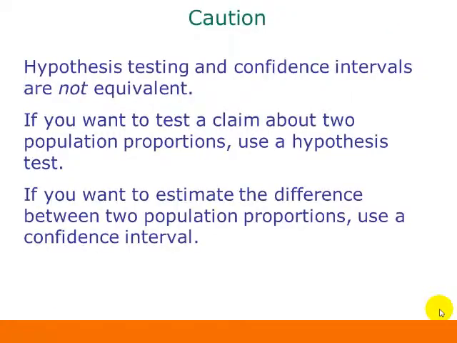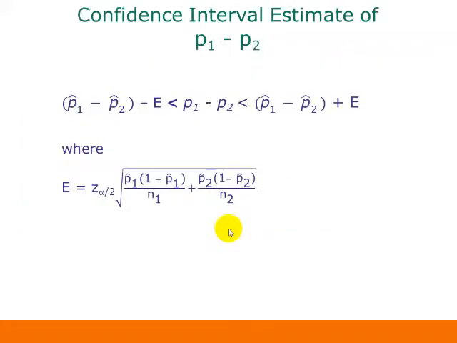And be careful with this because there is a difference between hypothesis tests and confidence intervals. Confidence intervals, for one thing, are always 2-tailed, while hypothesis tests can be 1-tailed, just as in the last hypothesis test we just did. So they are not always the same. If you want to test a claim about 2 population proportions, you should use a hypothesis test. If you want to estimate the difference between 2 population proportions, in that case you should use a confidence interval.